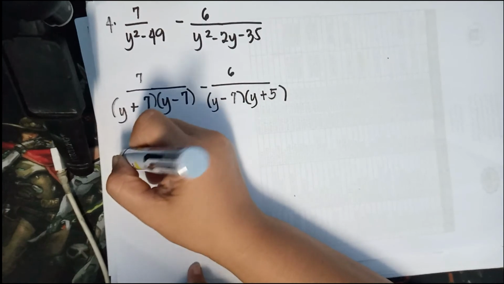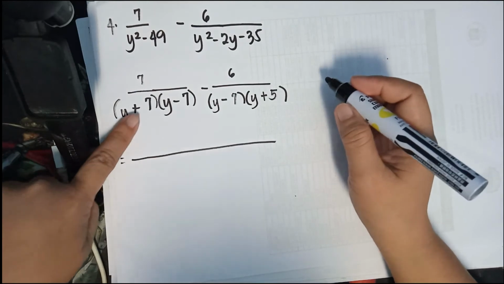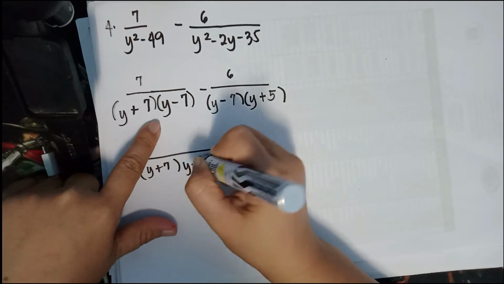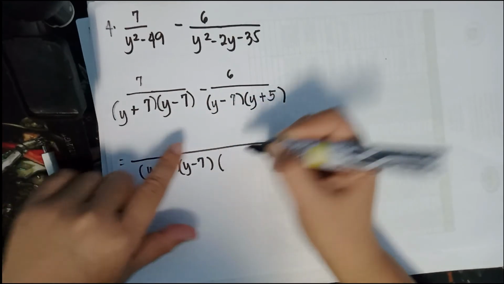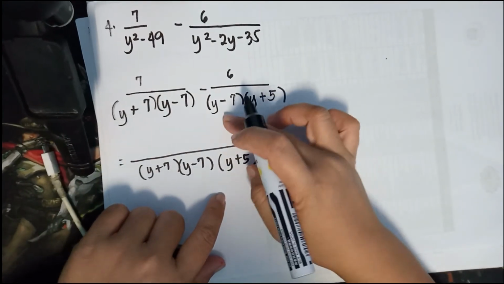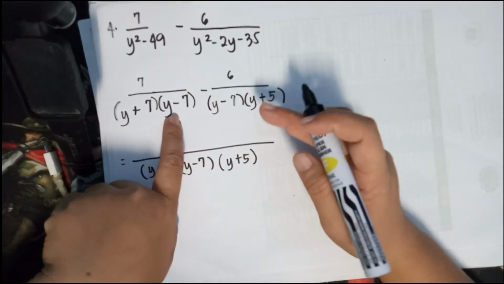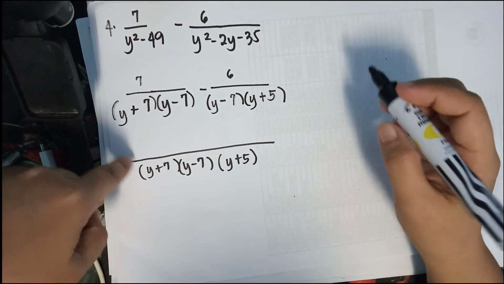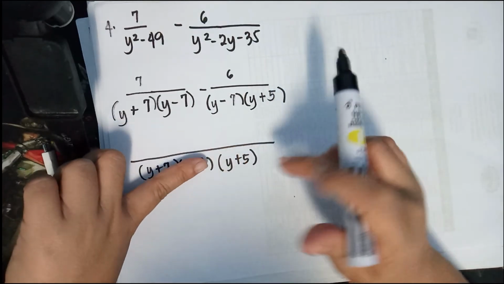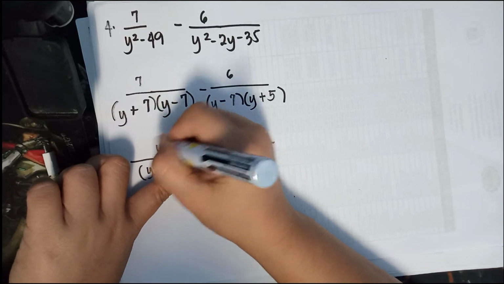Now, we will have an LCD: y plus 7, y minus 7, and y plus 5. No need to write y minus 7 again because we already have y minus 7. Next, compare y plus 7, y minus 7, and the remaining is y plus 5.